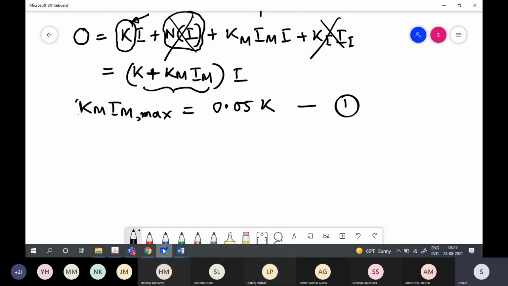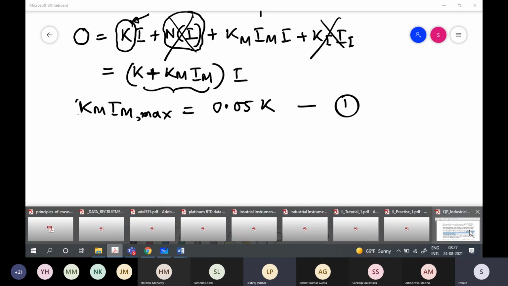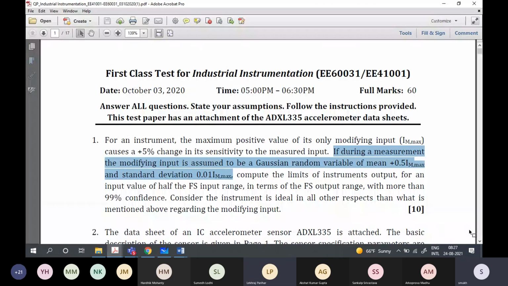So what is the value of IM max in this problem? From the information that is given in the blue marked part, what is the value of IM max? Maximum, not IM max. What is the value that can occur under this situation? During a measurement, the modifying input is assumed to be a Gaussian random variable of mean 0.5 IM max and standard deviation 0.01 IM max. So what can we assume to be the maximum value of the input?